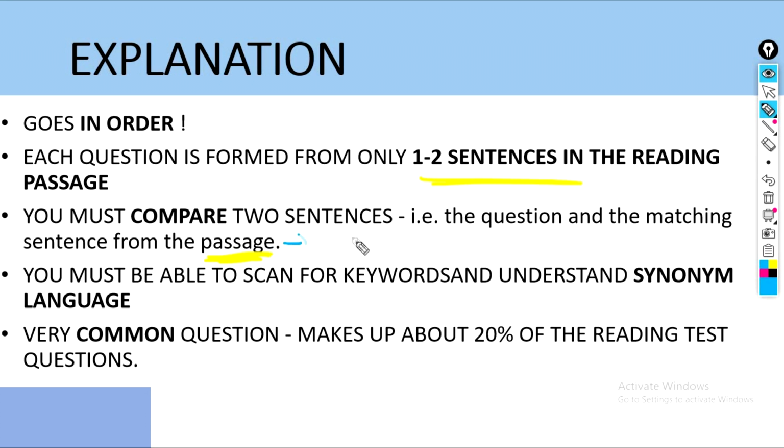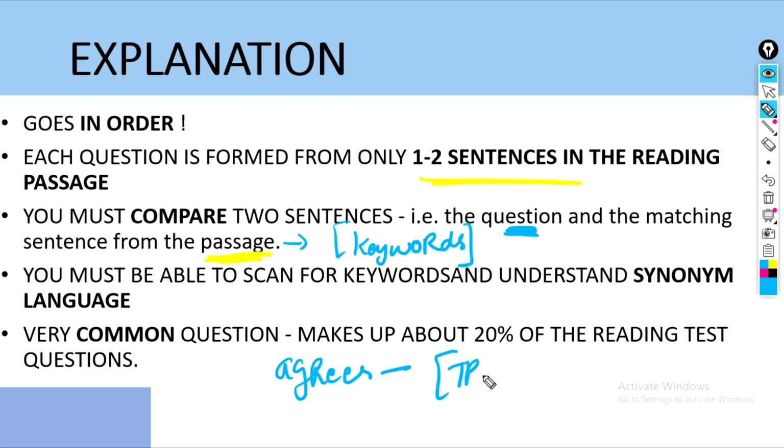In which we have located our keywords. So we are comparing this sentence from the reading passage to the sentence from the question, and we want to see by comparing if the information agrees. If the information agrees, then the answer is True. If not, then the answer is False.